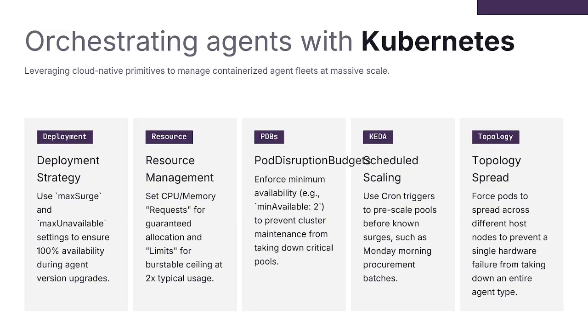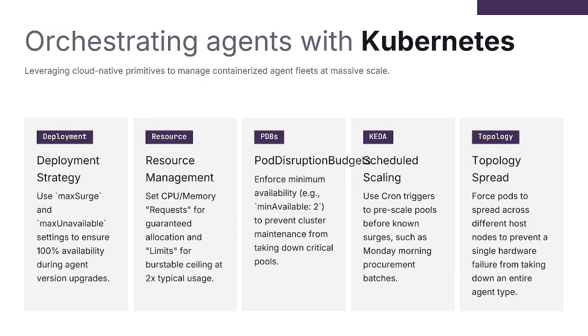For deployment, your strategy should be to use maxSurge and maxUnavailable settings to ensure 100% availability during agent version upgrade. So before you upgrade the agent version, make sure you use maxSurge and maxUnavailable. Then resource management: you can set your CPU and memory requests for guaranteed allocation, and limits for a burstable ceiling of 2 times typical usage.